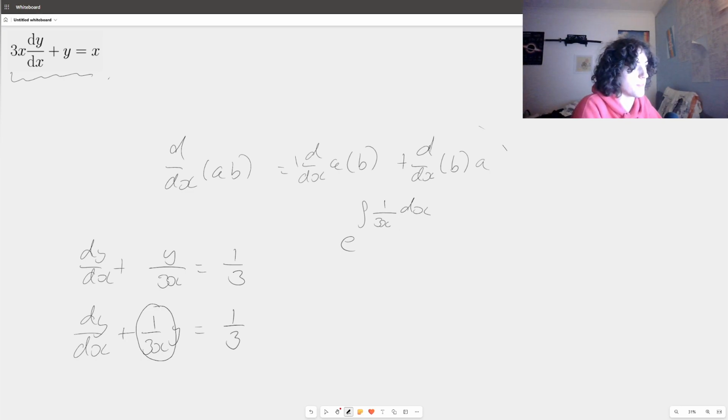So the integral of 1 over 3x dx, well, the derivative of 3x is 3. We want a third of that, so it's going to be e to the third ln x.